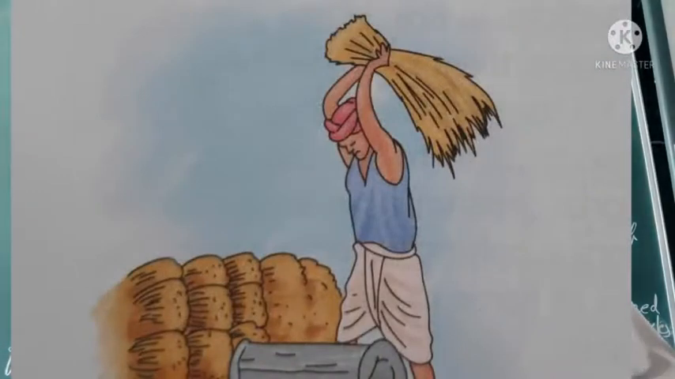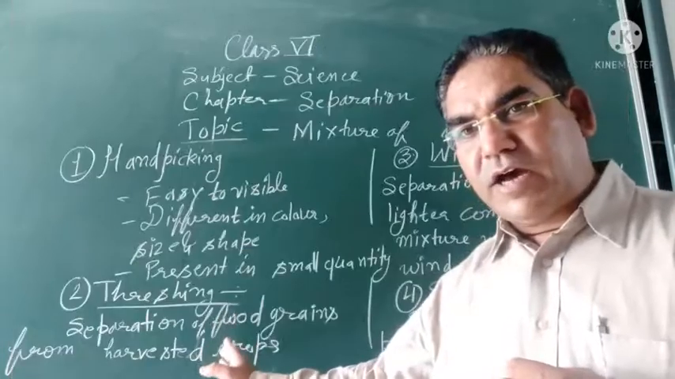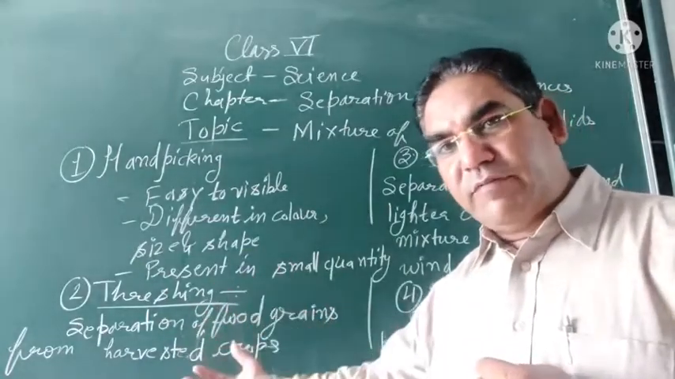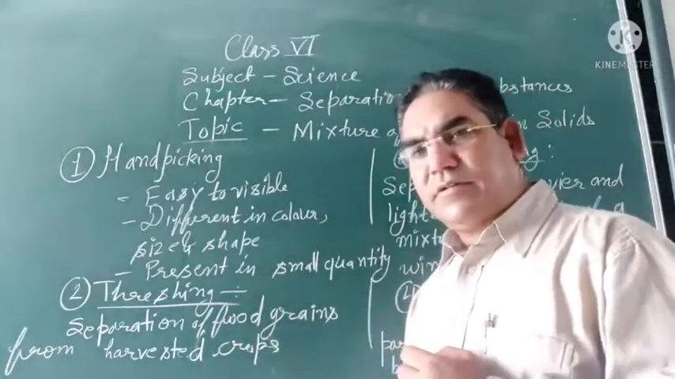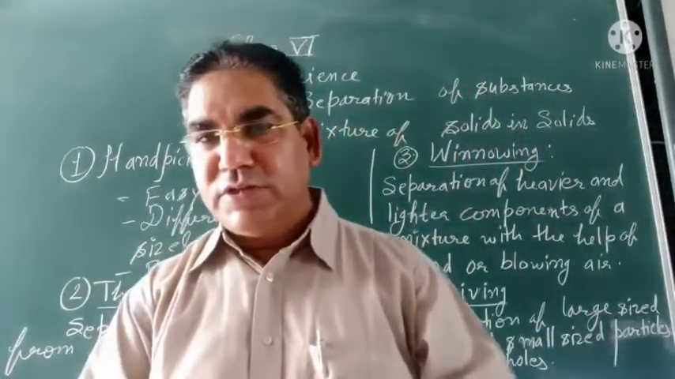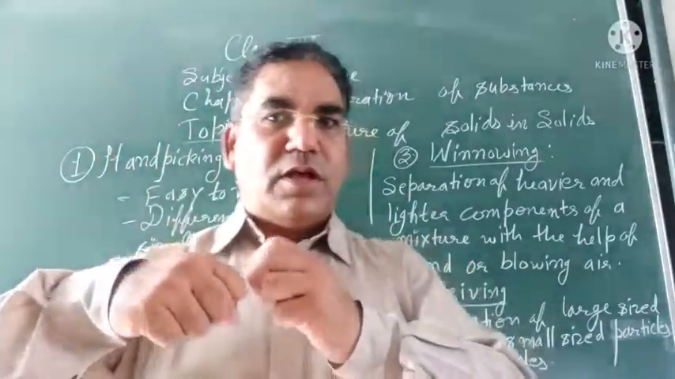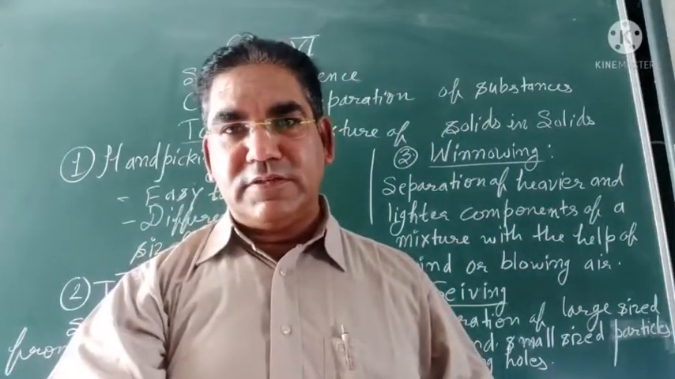They start to beat on a stone, on a hard surface, to separate out the food grains from the harvested crops. So, what is threshing? The process of separating out the food grains from the harvested crops is known as threshing. Now, nowadays we are using the thresher, and in the thresher we put the bundle of the harvested crop in it, and it separates out the food grains.